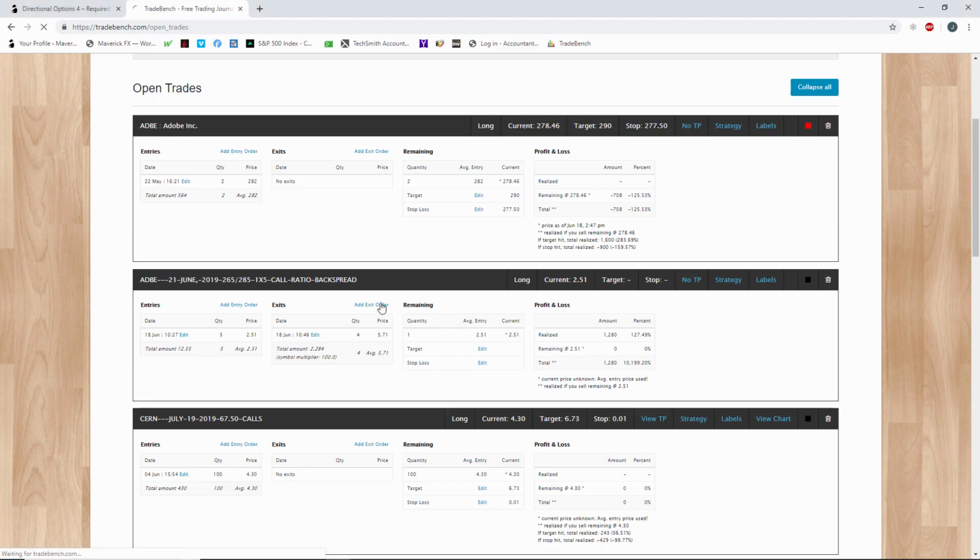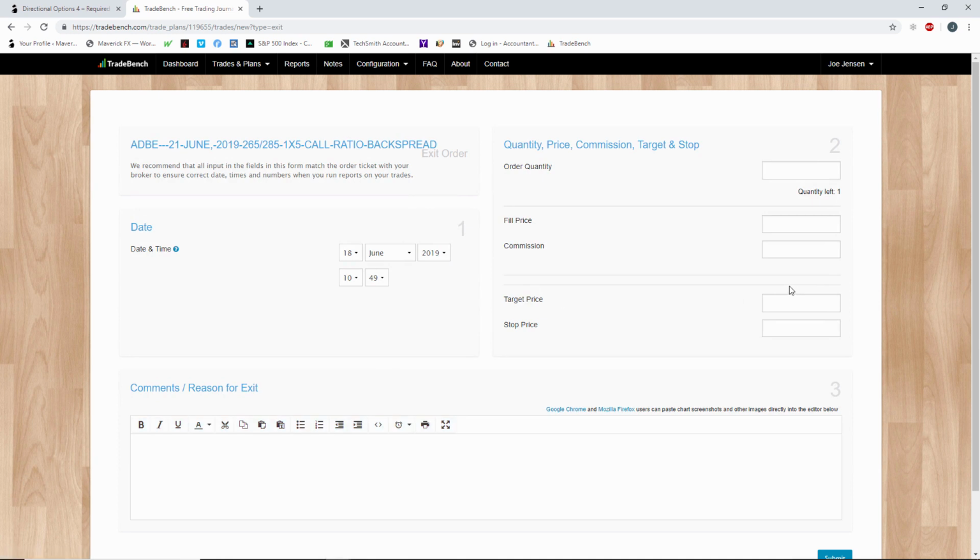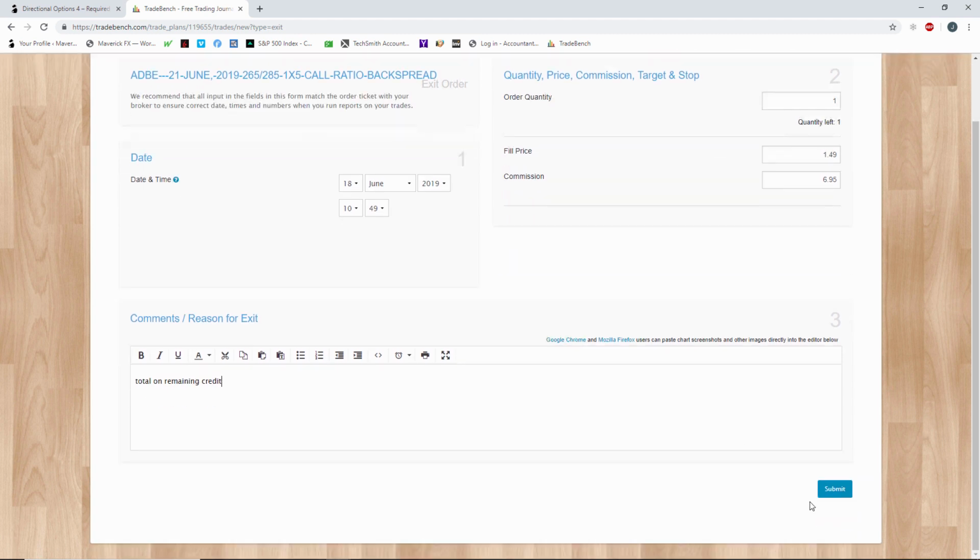So hit add exit order, because as you're going to see, folks, this is going to be a gain. It should be a gain overall. Fill price $1.49. What we did is we just took into consideration the difference of where the cost basis was minus the loss of the credit spread to it. So I should say total on remaining credit. Go ahead and hit submit. Let's see how we did here.